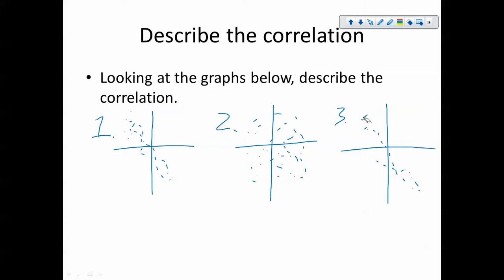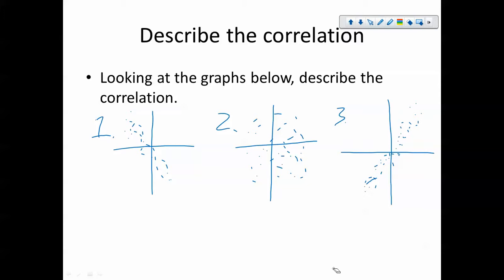I'm drawing this wrong. I'm sorry. Hold on. Let's try this again. The first question asked you to create something with a negative correlation. The second one asked you to create something with no correlation. And the third one asked you to create something with a positive correlation.